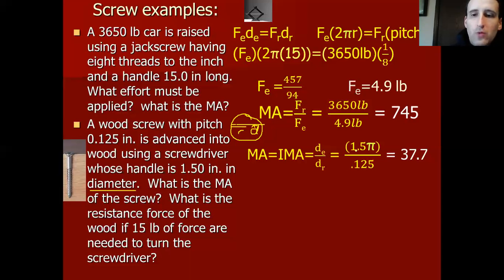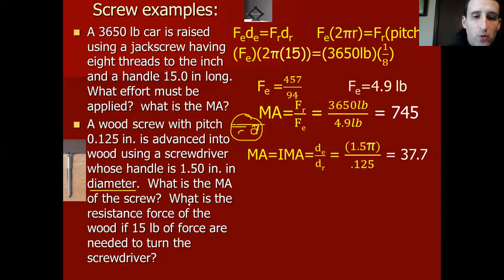So this was given as the diameter of our screwdriver. So 1.5 pi is the human effort distance, and then 0.125 was given as the pitch. So you divide those two, you find out that our mechanical advantage is 37.7. Not quite as good as the jack screw. We're not lifting a car this time, but we are still greatly multiplying our force to put in the screw.